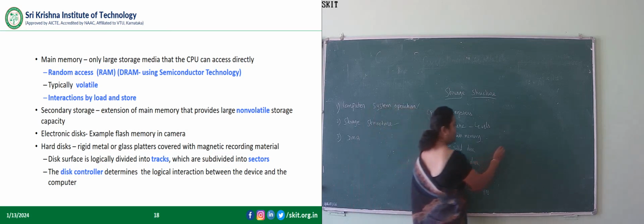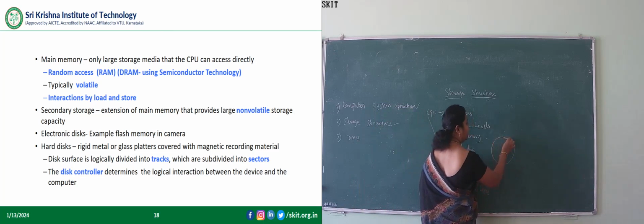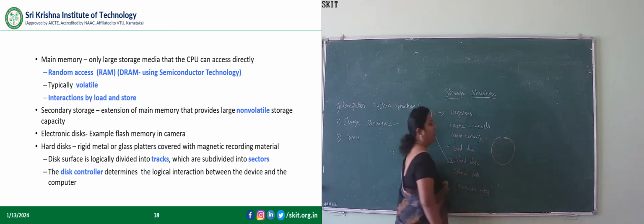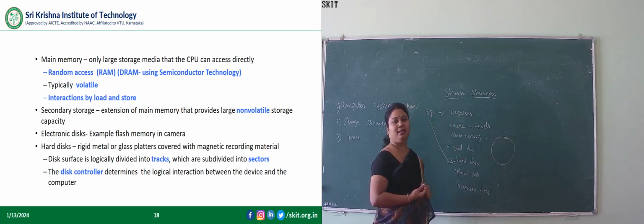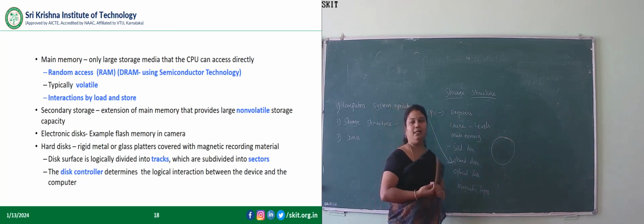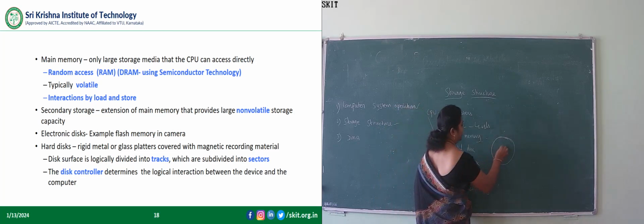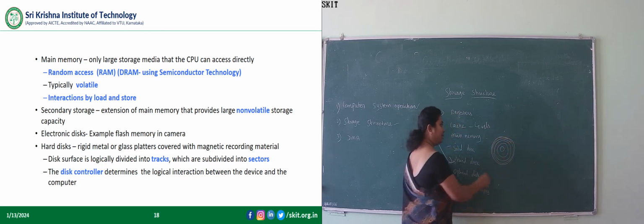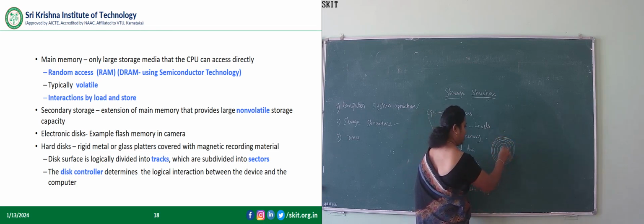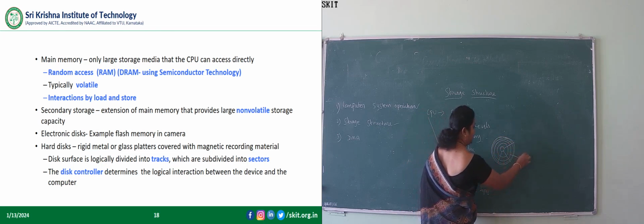So we will see a single disk, how it will be. This is a single disk. N number of disks will be there according to the storage capacity. They will be mounted one on another, okay. Each plate is divided into tracks. Again the tracks will be divided into sectors. This is called a track and this is called a sector.